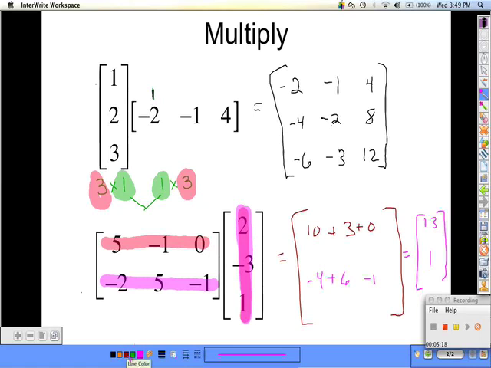And one thing to remember is we could do this matrix multiplication because this is 2 by 3, this is 3 by 1. Those inside dimensions are the same. And notice that our product ended up being a 2 by 1.